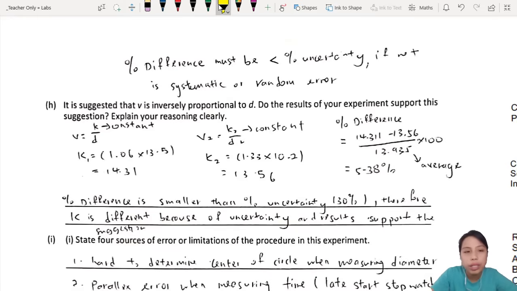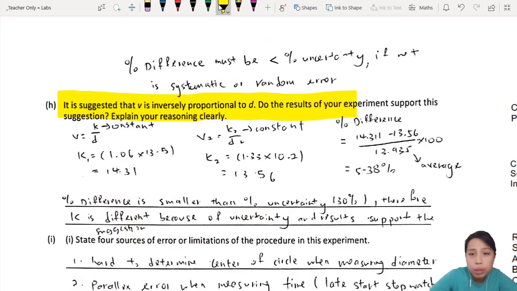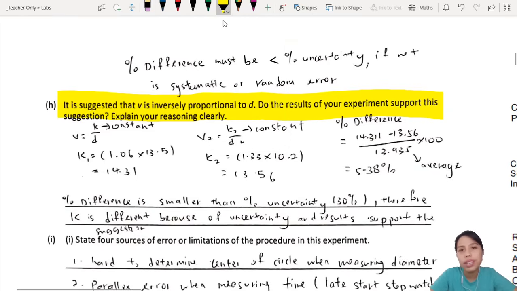Here, you come to a question where they will ask: it is suggested that V is inversely proportional to D. Do your results support this suggestion? Explain your reasoning clearly. Oh my goodness, what is the student writing? If you have no idea what they're talking about, don't worry. This part is also very chill. The technique is very simple.